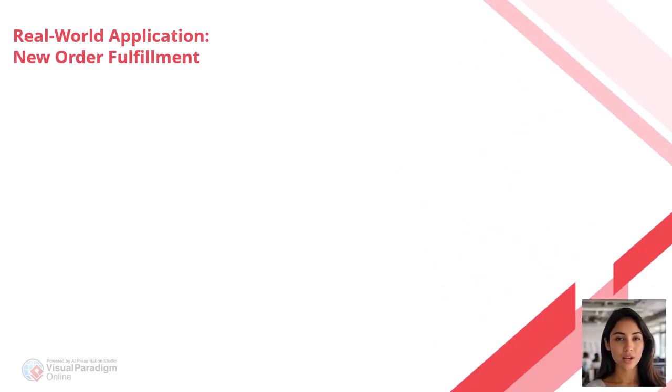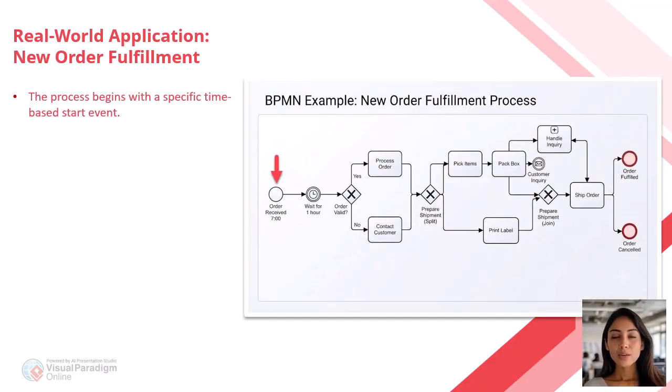Let us apply these concepts to a tangible scenario. The new order fulfillment process demonstrates how these elements interact in a live business environment. The workflow initiates when an order is received at a specific time, such as 7 a.m. This start event triggers the entire sequence of fulfillment activities.